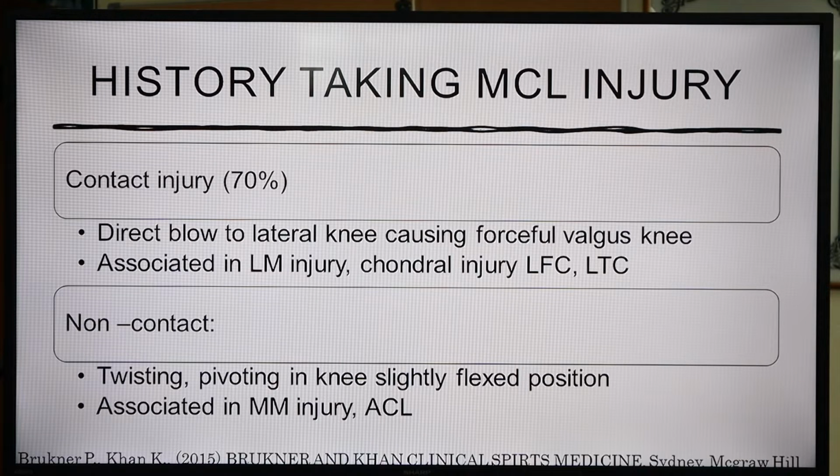But I don't know. I rarely see direct blow and contact injury in my little experience in the clinic.